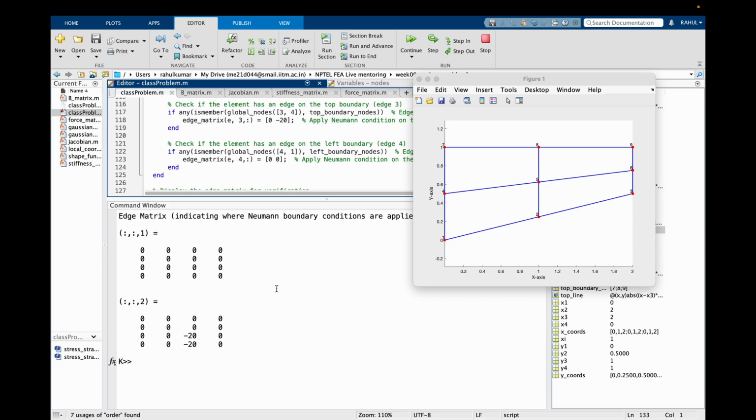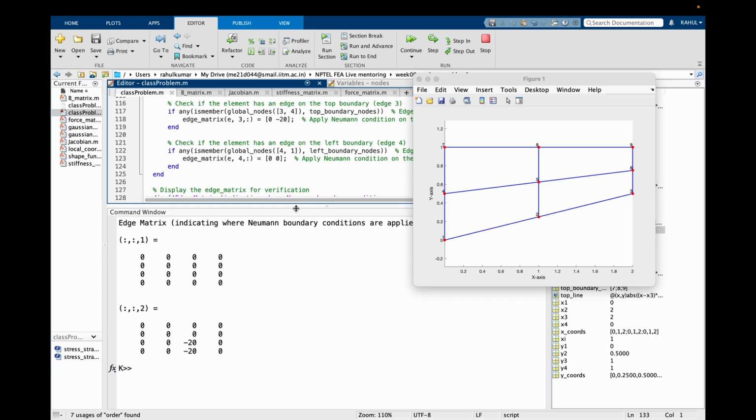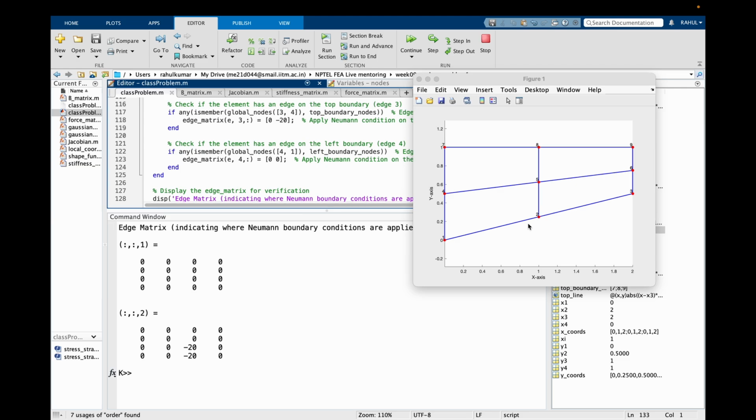And we will see how the edge matrix is calculated. Here you can see that there are 4 elements, and based on that it has created an edge. Here it is the front face, and here it is the back face. There is no Neumann edge for the front face, but for the back face it has the Neumann edge for elements 2, 3 and 4. That's why it has the entry -20 and -20.